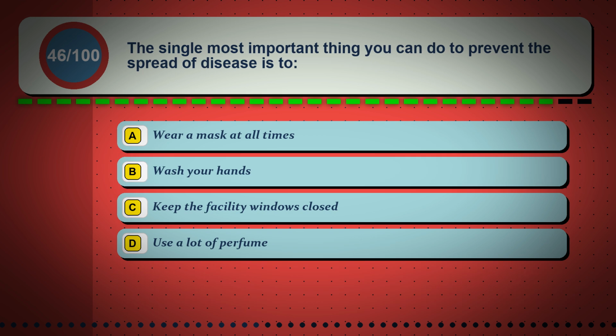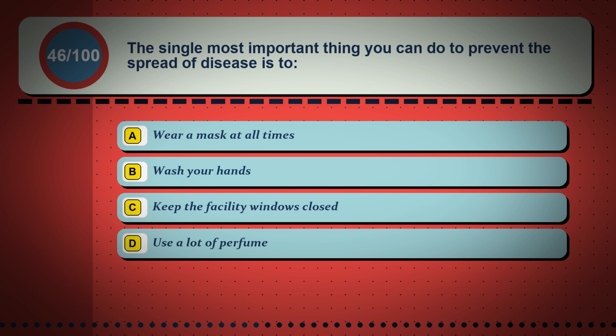Question 46. The single most important thing you can do to prevent the spread of disease is to Option A. Wear a mask at all times. Option B. Wash your hands. Option C. Keep the facility windows closed. Option D. Use a lot of perfume.